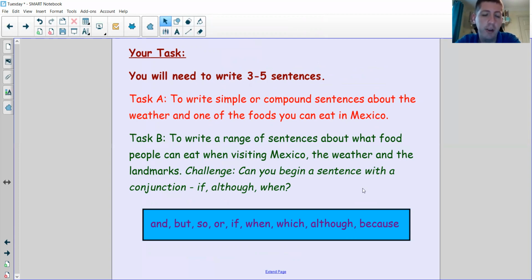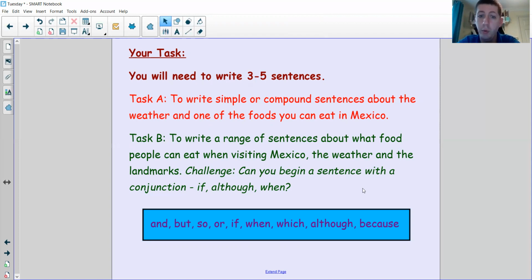Have a read of the tasks. A says to write simple or compound sentences about the weather and one of the foods you can eat in Mexico. So you can use conjunctions like and, but, because, or so, or to join those sentences together. But if you want a bit more of a challenge, then task B is to write a range of sentences about what food people can eat when visiting Mexico, the weather, and the landmarks. And for a challenge, I wonder, can you begin a sentence with the conjunction either if, although, or when?